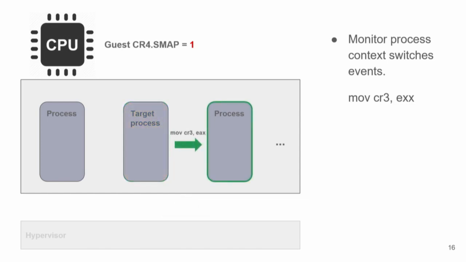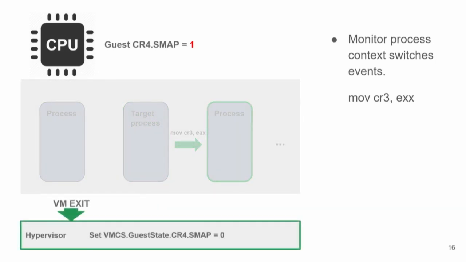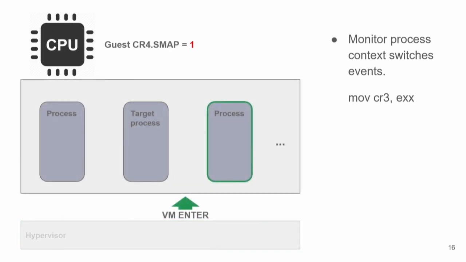And when the target process switches out, we do the opposite thing. We just set the SMAP bit to 0 in those related fields of the VMCS, that's the virtual machine control structure, and the same when we go back to the VM, flush data back. So for other processes, they think SMAP is not enabled. But by doing this, we can allow SMAP page faults to only happen inside the target process.